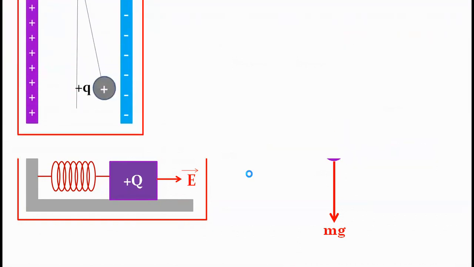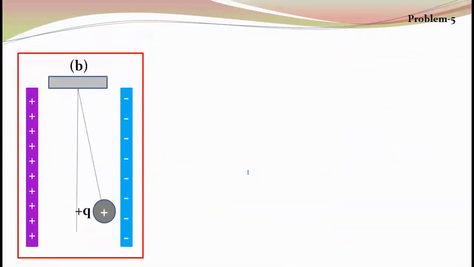Now we'll go into subdivision B. So what we have here is a simple pendulum. So this is the suspension string and this is the bob. Now the bob is carrying a positive charge here. The magnitude of the charge is plus q. And the simple pendulum is suspended in the electric field between the two plates. One plate is positively charged and the other plate is negatively charged.